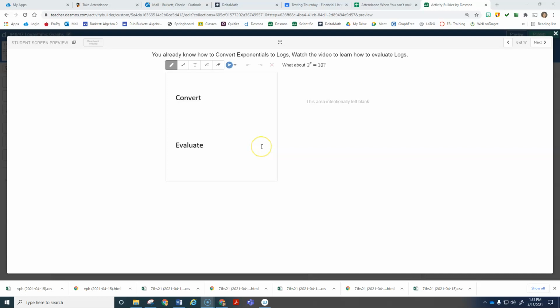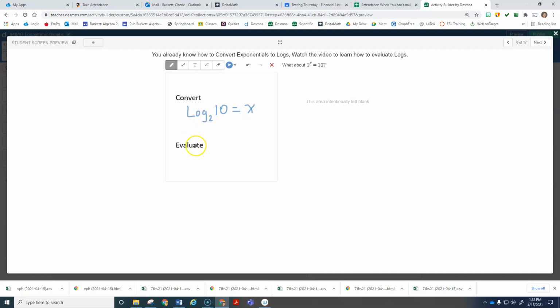Okay, so for this problem, you already know how to convert. We learned that last week. Remember, we changed this to a log by saying the base of the log is going to be a 2, and then the answer becomes part of the log problem, and then the exponent becomes the answer to the log problem. So that's the conversion. The base stays the base, and the other two kind of switch places around the equal sign.